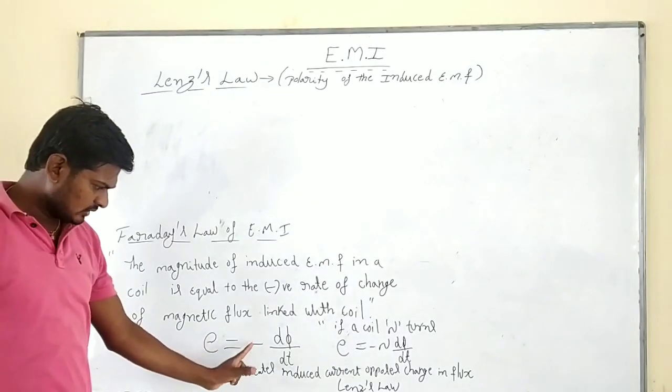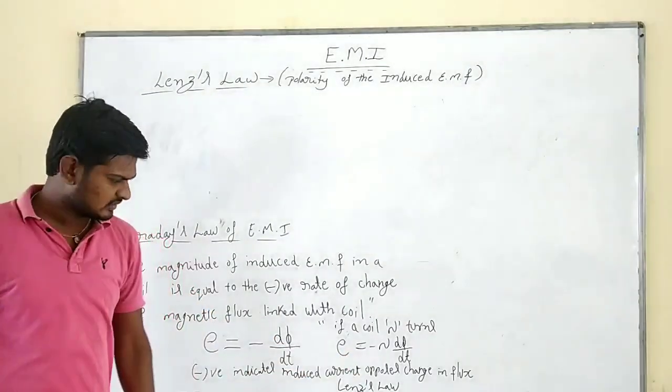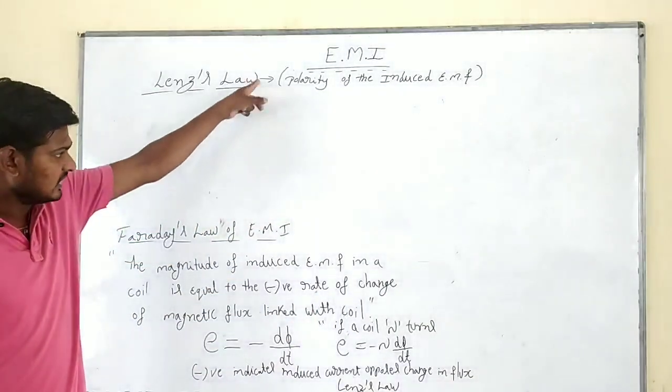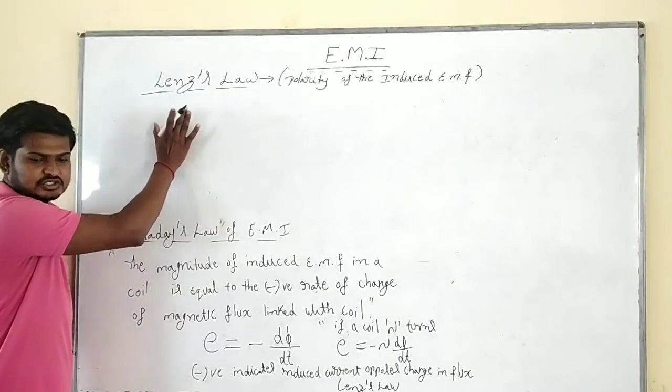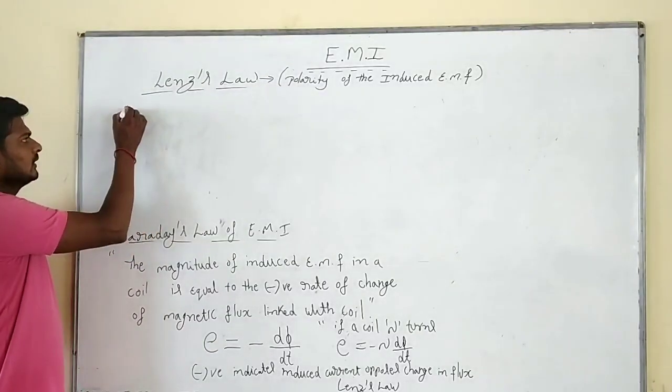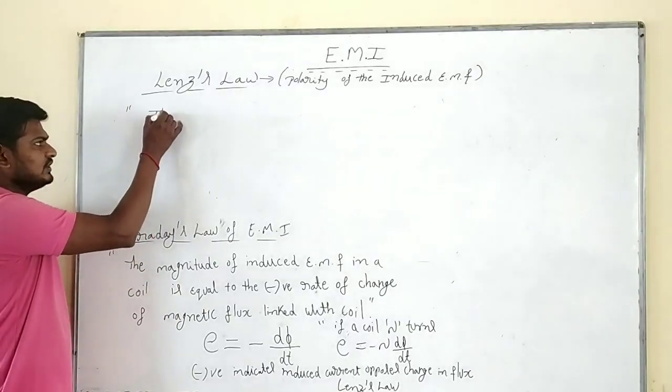Okay, here I already told, the negative sign indicates that the induced current opposes the change in flux according to Lenz's law. I will explain here. Before that, first we can write the statement of Lenz's law. The polarity of the induced EMF.